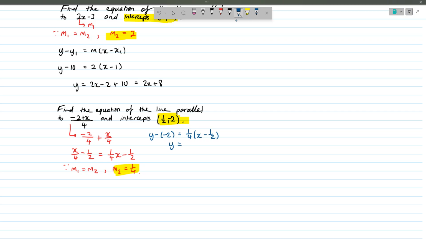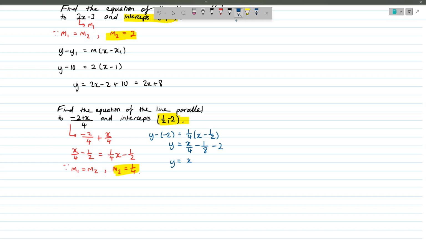And that's just going to give us y is equal to x over 4, and then that'll be minus 1 over 8, because quarter multiplied by a half. And then this will be a plus 2, so when you move it over, it'll be a minus 2. And that's because y minus minus 2 gives us y plus 2. If you were to move that over, we would have to subtract it.